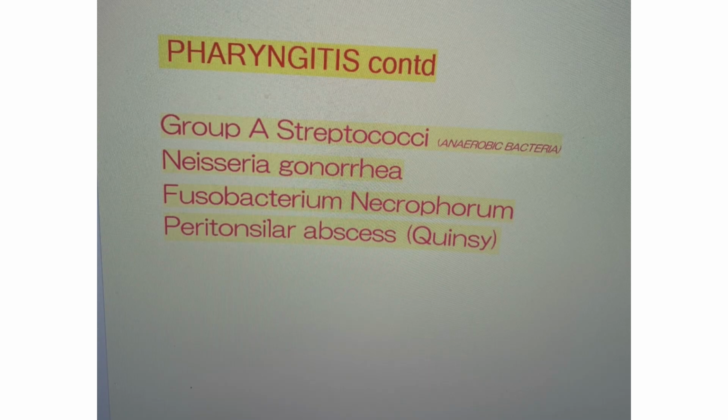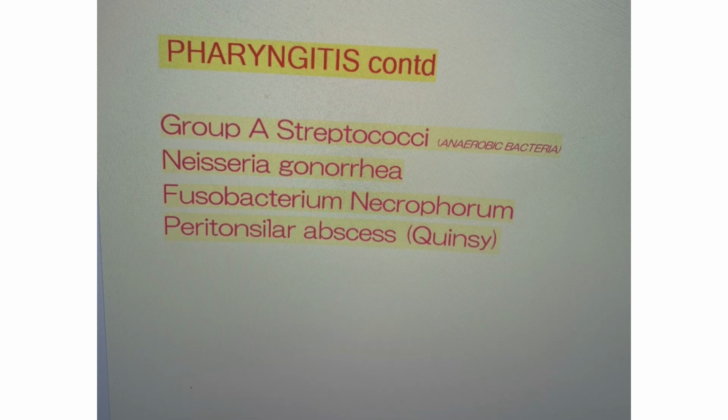Then the last one, as you see, is peritonsillar abscess, or another name is Quinsy. How do you define it? It's a collection of pus in the peritonsillar space due to acute tonsillitis. So it occurs after the acute tonsillitis. There may be a history of infection prior to that. You can see the picture of peritonsillar abscess or Quinsy in the next slide.